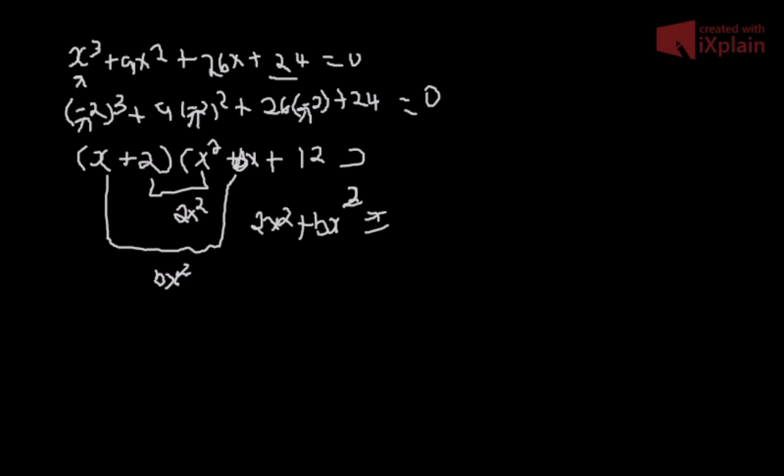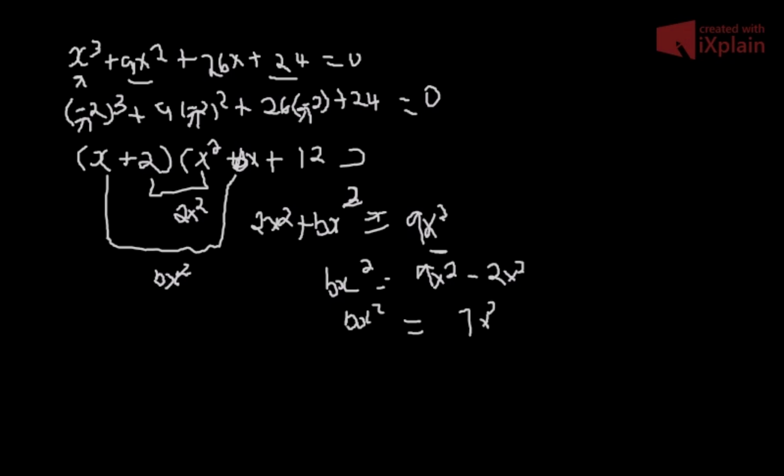9x squared. Yes, 9x squared. Where is 9x squared coming from? It is coming from here, because now we are dealing with the x squared. So now bx squared is equal to 9x squared minus 2x squared. So it will be bx squared is equal to 7x squared. Now I have to divide both sides by x squared. So I got my 7.